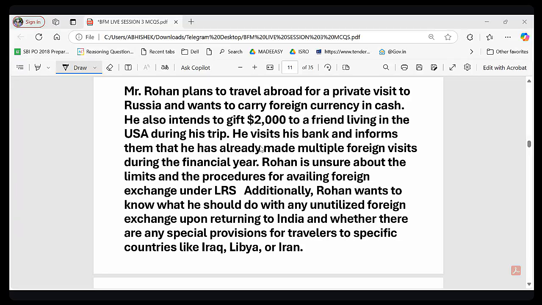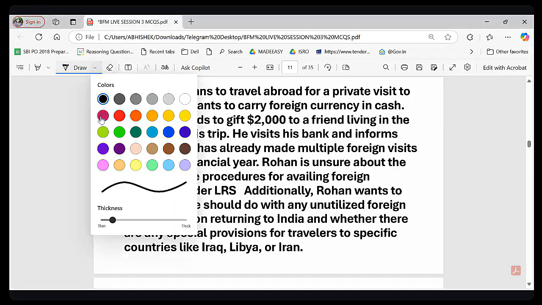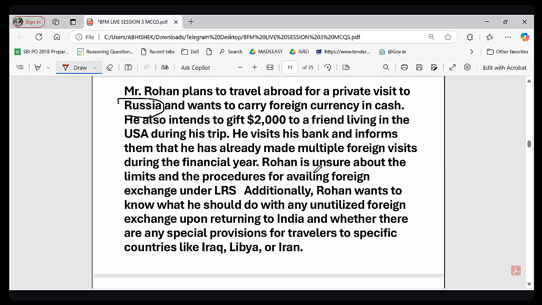First of all, Rohan is traveling to Russia, which falls under the category of countries for which special provision applies. He wants to carry foreign currency note as cash during his trip. This is different from the usual LRS rule.